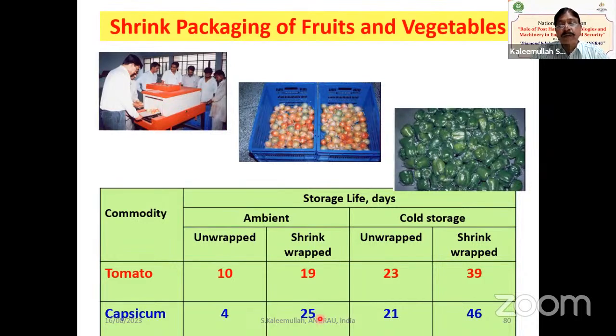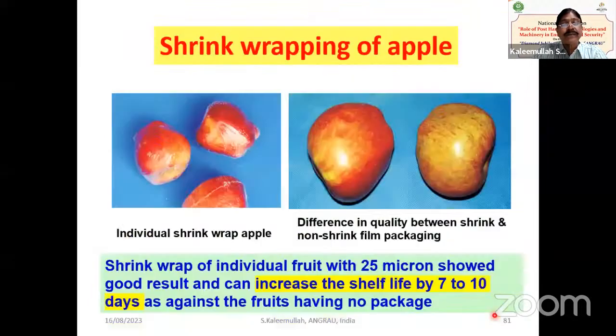If you are keeping it in the cold storage, it can be enhanced to 39 days and 46 days in the case of the tomatoes and capsicum. And thereby, we can reduce all these post-harvest losses. And this is the shrink wrapping of the apples. And we can increase the shelf life by 7 to 10 days.